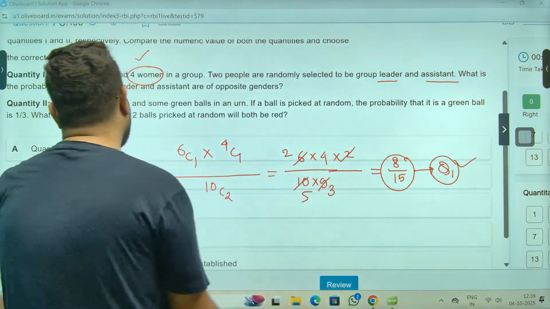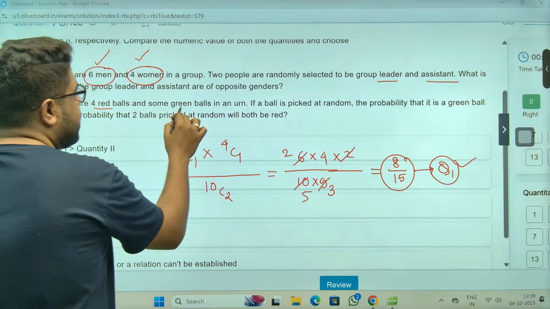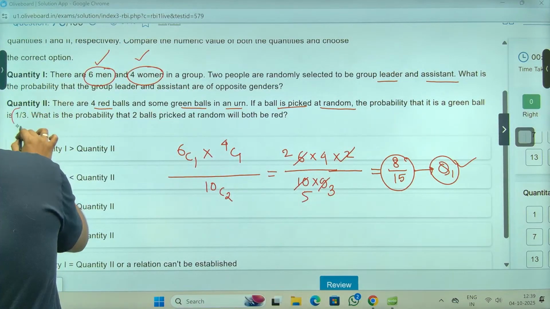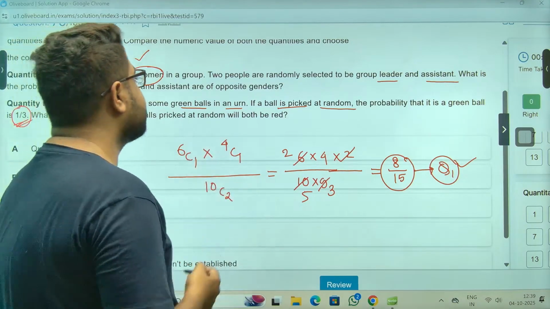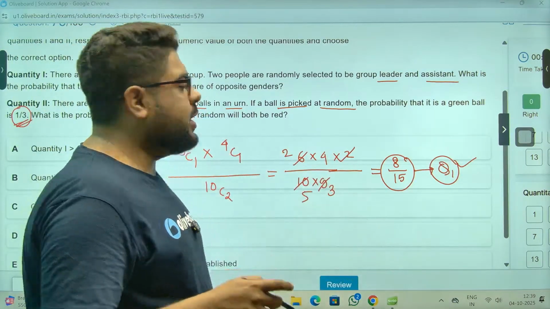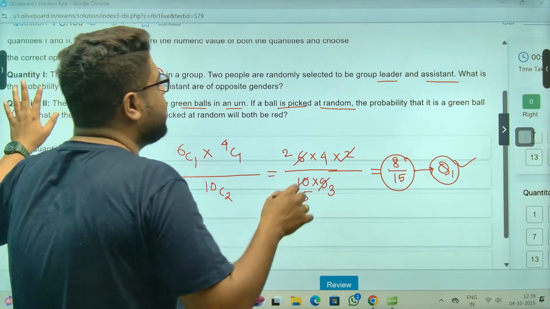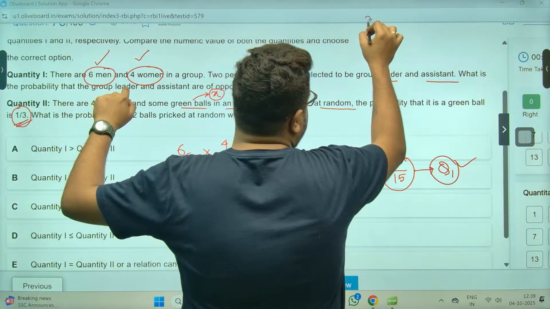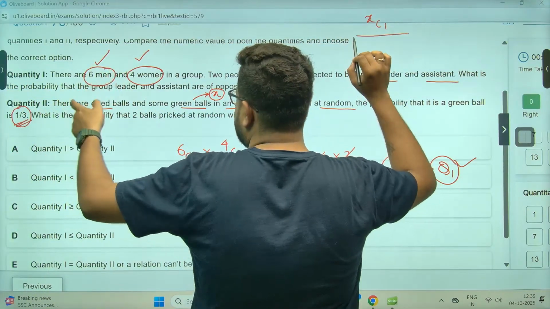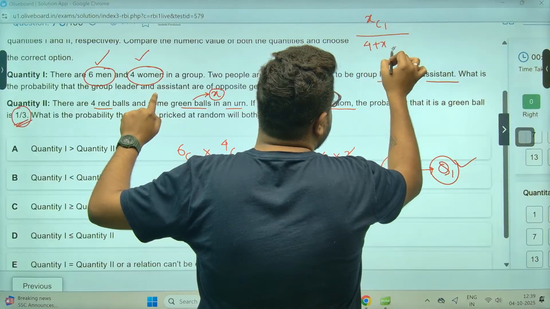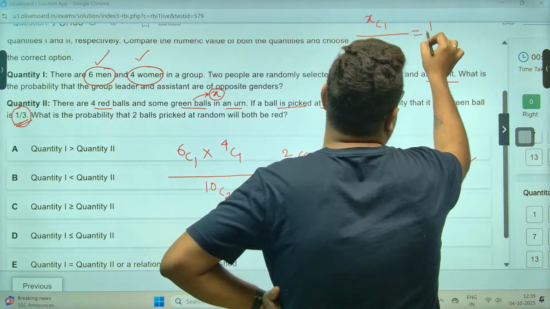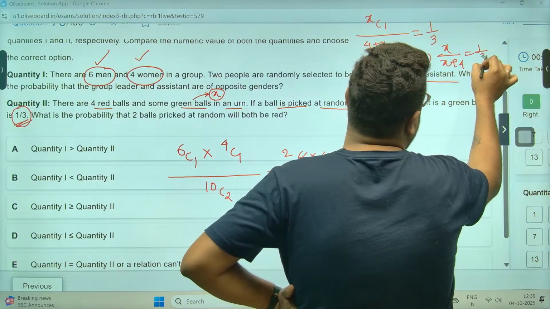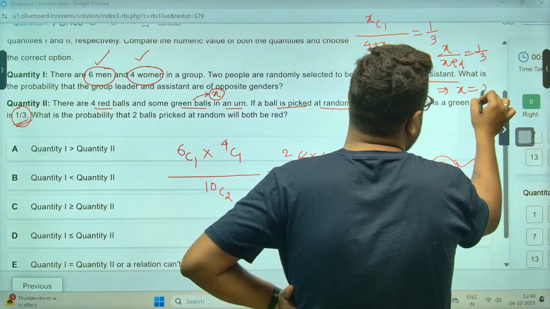This is Q1, sir. Q2, sir. 4 red balls, some green balls in an urn. If a ball is picked, the probability of a green ball is 1/3. Sir, if you don't know how many green balls, let's say X. Green ball picking, one ball will be XC1 by total balls 4 plus X, C1, this is equal to 1 by 3. So you can say X by X plus 4 equal to 1 by 3. From there, 3X equals X plus 4, so X equals 2, sir.